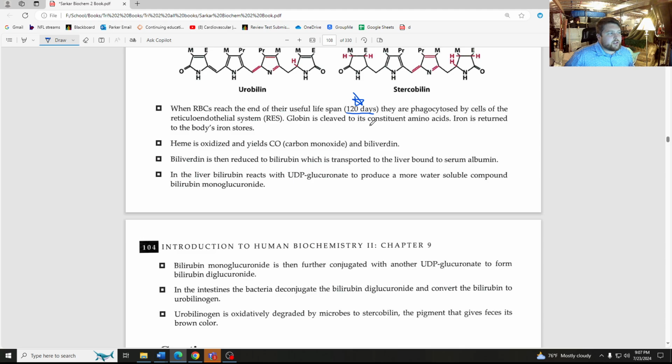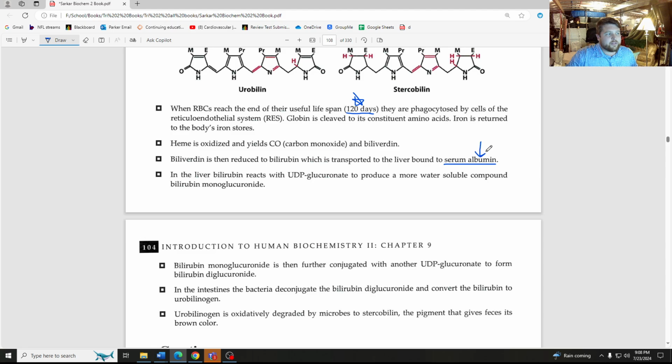Globin is cleaved to its constituent amino acids. Iron is returned to the body's iron stores. Heme is oxidized and yields carbon monoxide and biliverdin. Biliverdin is then reduced to bilirubin, which is transported to the liver bound to serum albumin. So it's bound to the serum albumin. Again, if there's a ton of bilirubin in the body and it's unconjugated, this is part of the big reason.